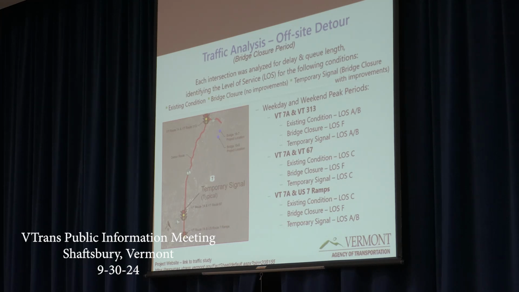The temporary signal restores that to the, let me back up. The bridge closure in the weekend peak time would push this to a level of service F for delay. Bringing in the temporary signals improves it back to a level of service A or B, and actually makes an improvement at the 7A and US 7 ramps to A-B from existing condition of C.